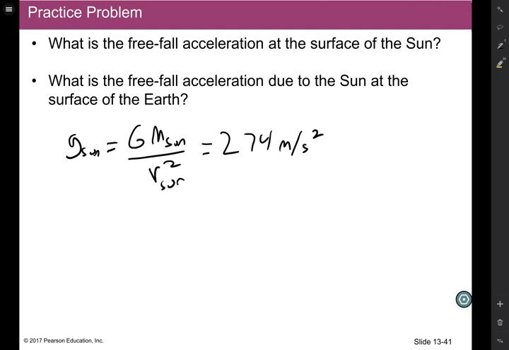Now, that should make sense. The sun is quite massive. Yes, it's also large, but it's very massive. It makes sense that it's a bigger acceleration because that's the thing that keeps the Earth orbiting it. Now, next question is, what does the free fall acceleration do to the sun at the surface of the Earth?